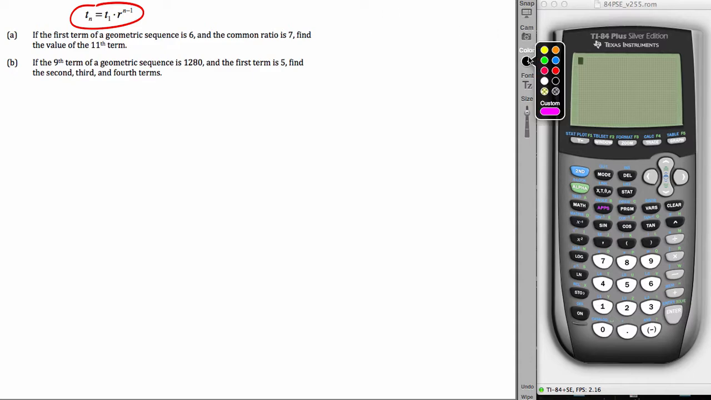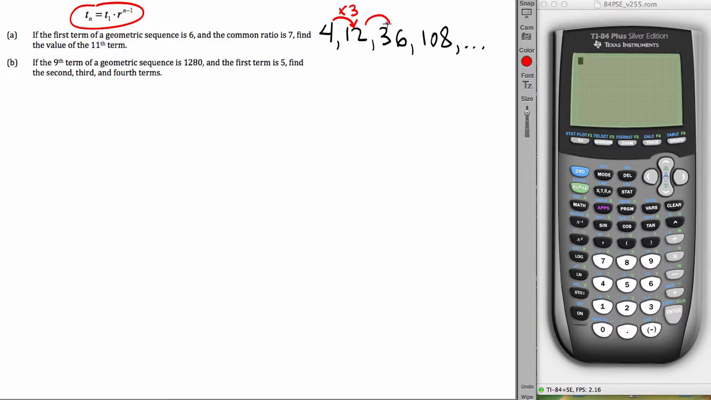Suppose you have a list of numbers, that's a sequence, and the numbers are 4, 12, 36, 108, etc. If you think about it a little bit, you can see that the pattern involved here is to take a term and multiply it by 3. And then if you continue term by term, you generate the sequence of numbers.